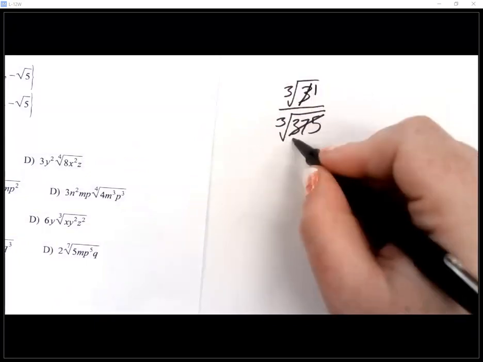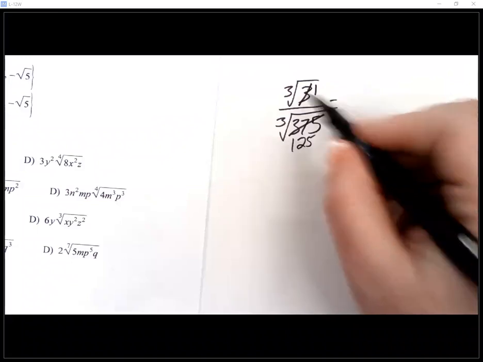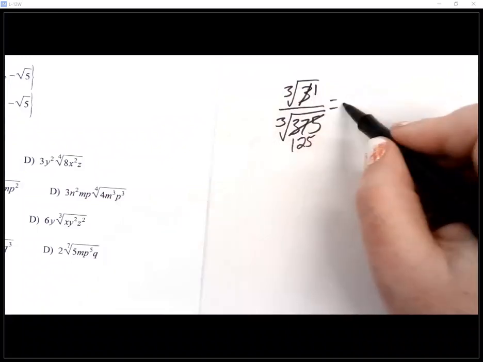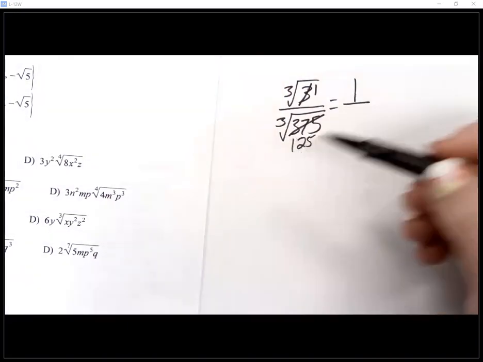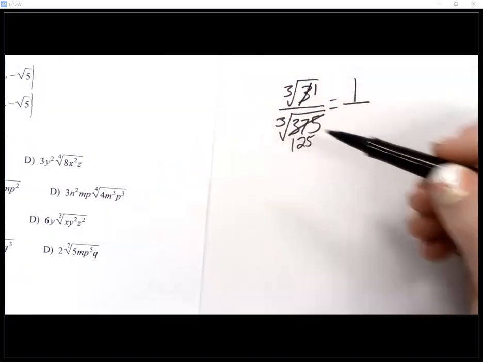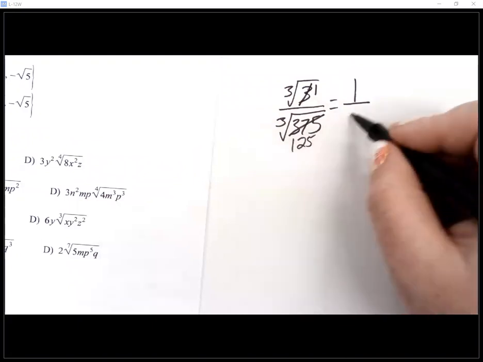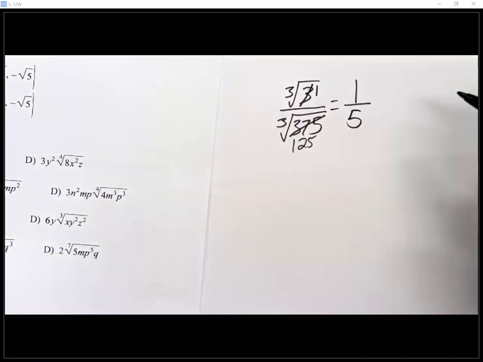Now, they're both still under the root, though. So now I want the cube root of 1. Luckily, it's just 1. And now I want the cube root of 125. Isn't that just 5? So our life has become very easy.